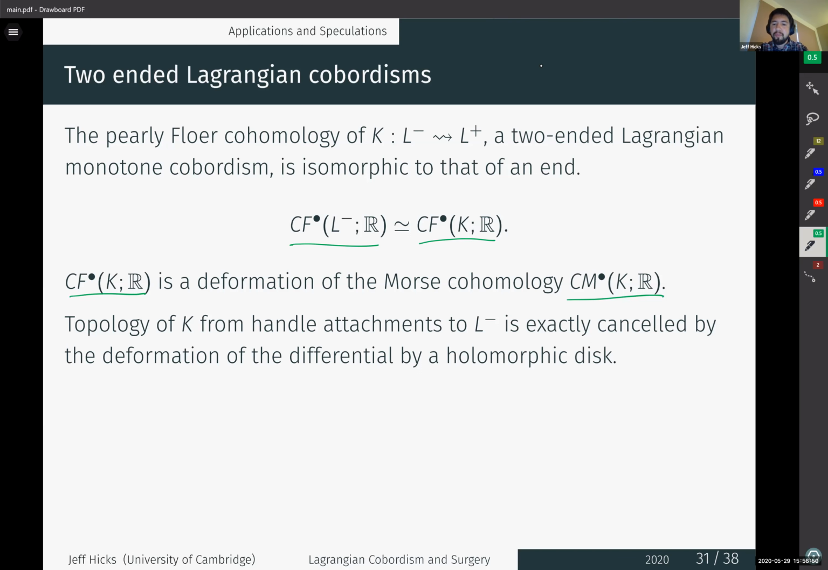Now I can describe the Morse homology of K from handle attachments to the left end. And every time I do a handle attachment, I'm going to be modifying the Morse homology of the cobordism, so it drifts further and further away from matching the homology of the left end. However, since the Floer homology is supposed to match, it means that every time I do a handle attachment, this has to be exactly canceled out by the presence of some holomorphic disk.